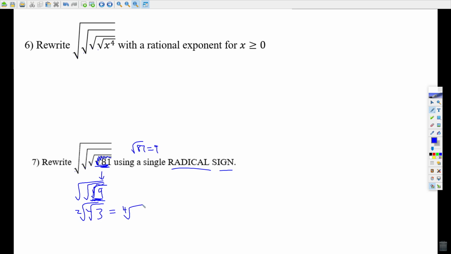You could say this is the 4th root of 3. You could also write this as 3 to the 1/2 to the 1/2, which is 3 to the 1/4, if you multiply those two together, which is also the same thing as this. So they wanted this as a radical sign, and so I'd keep it like that.